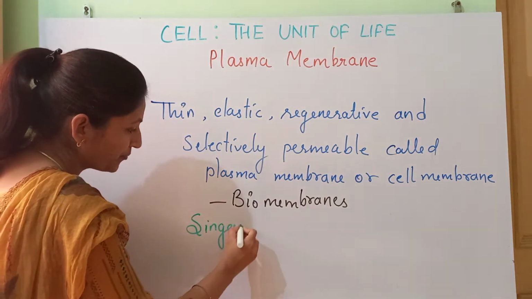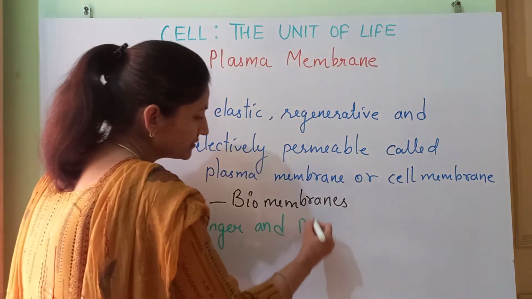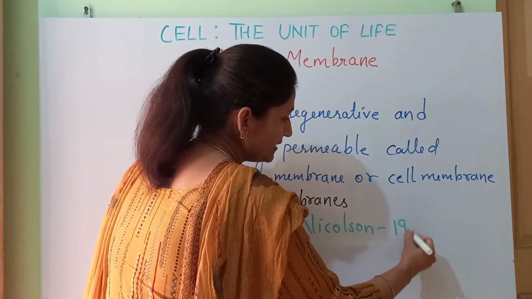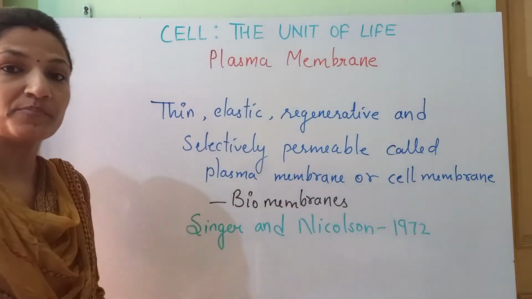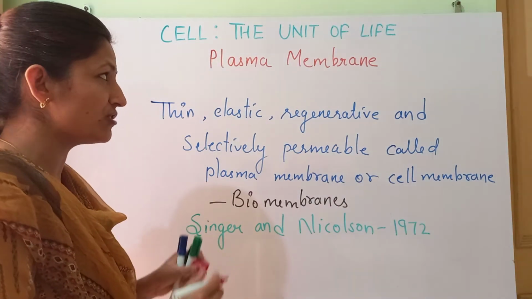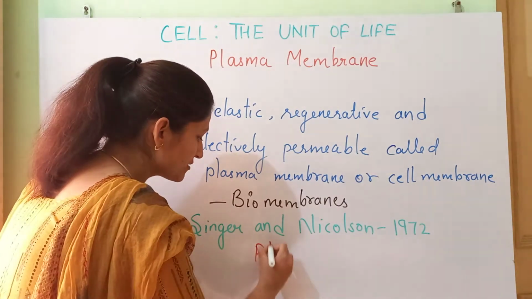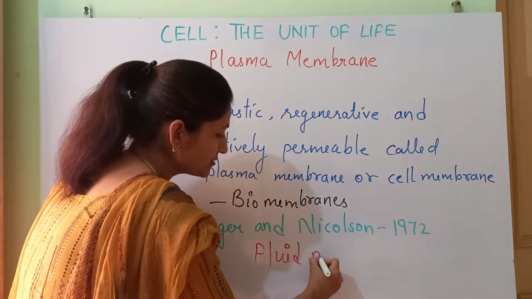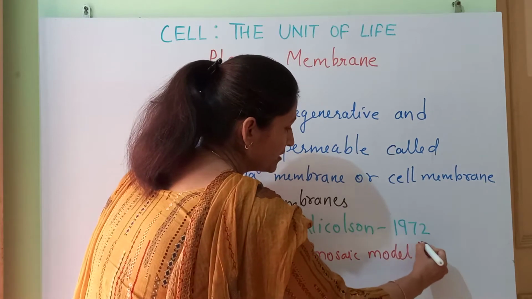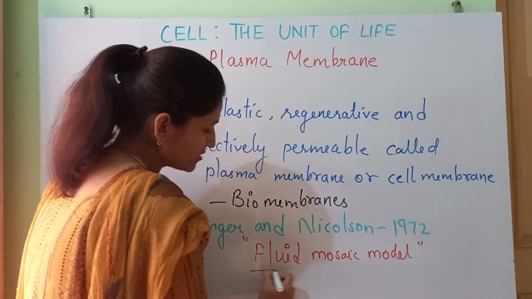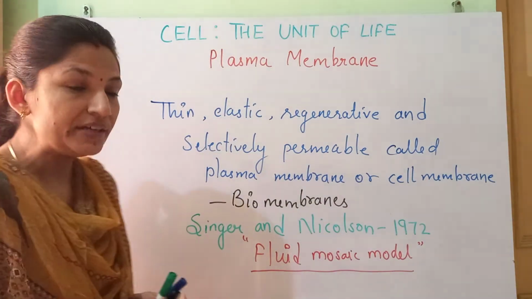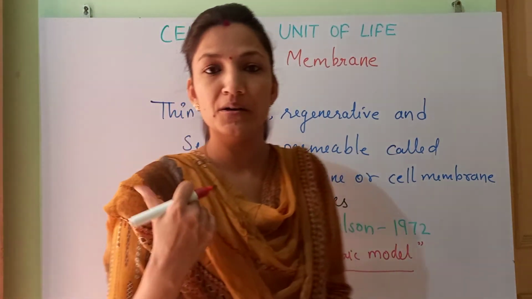Singer and Nicholson. In 1972, they proposed a model which explained the structure of the plasma membrane, that is the fluid mosaic model. What does this model say? This model explains the fluid nature of the plasma membrane.